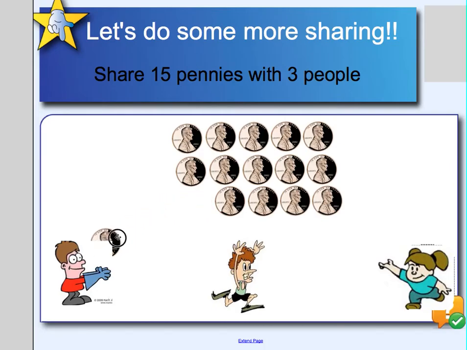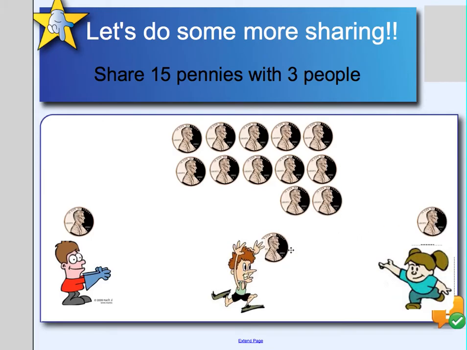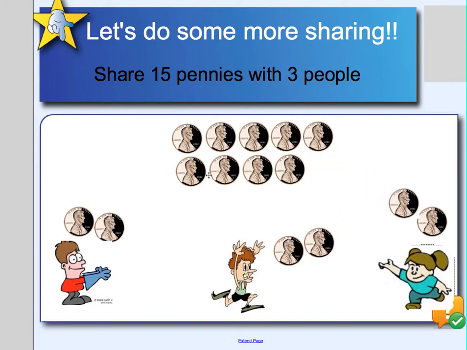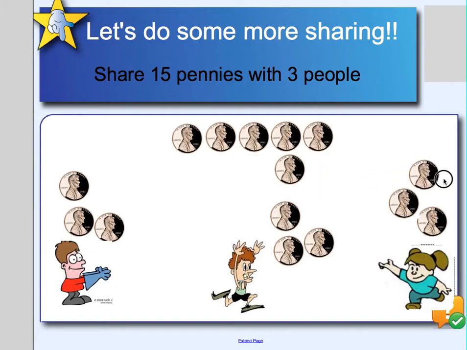So this person, I'm going to start by giving him 1, go to the middle, and then go to the end. Now you can see I still have a bunch of pennies left, so I'm going to do the same thing again. 1 to the beginning, 1 to the middle, 1 to the end, and I'm going to keep repeating until I run out of pennies. So far, think in your head, how many does each person have? If you said 3, you're correct. Each person has 3. Now we keep going.